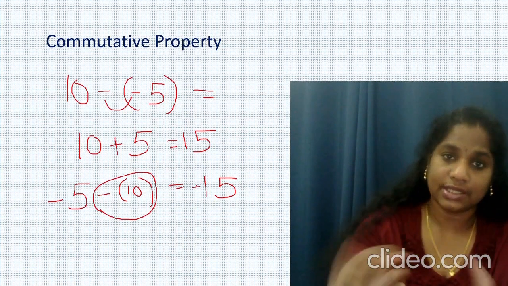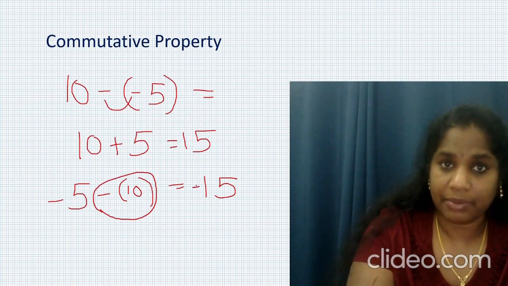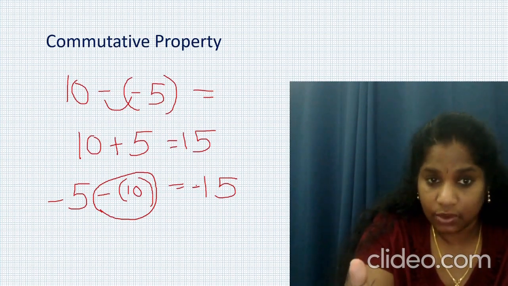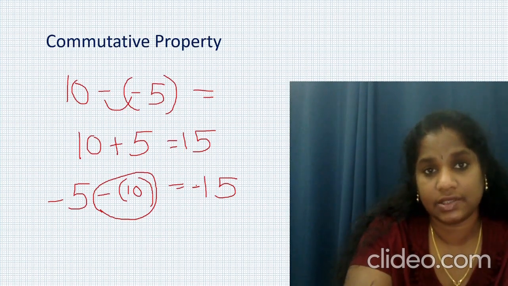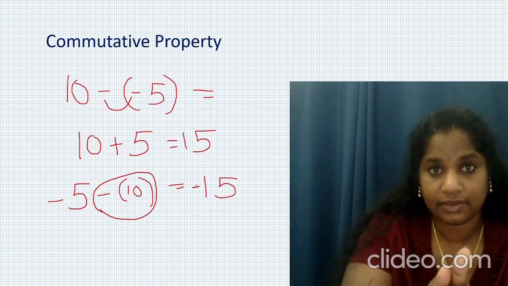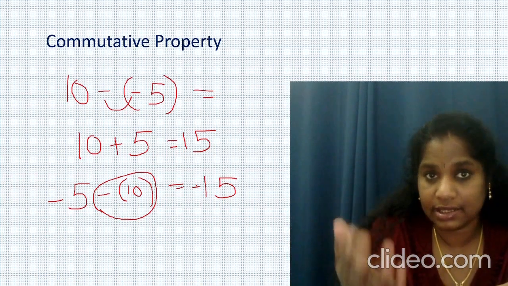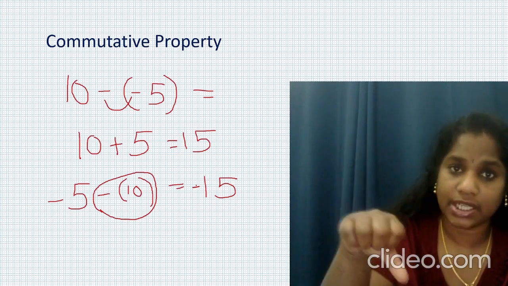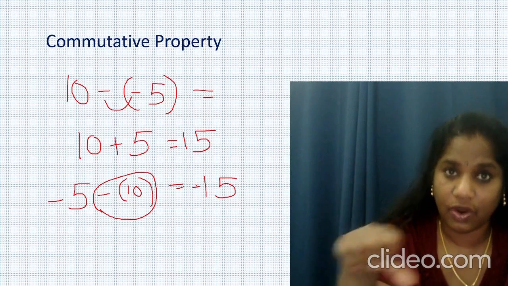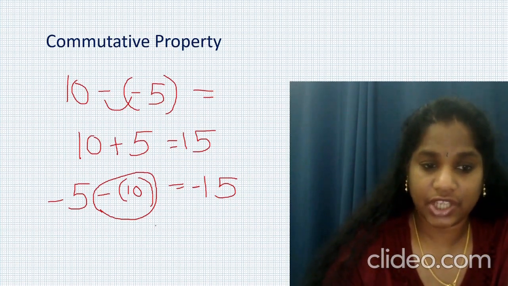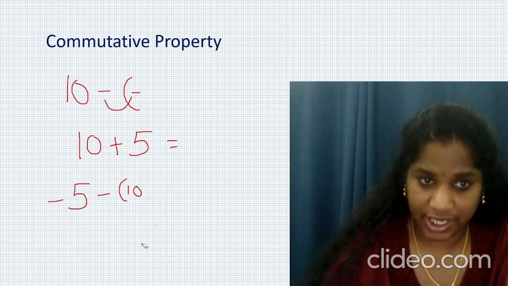So when you interchange the position, what is happening in this case? The results are changing and there is a drastic change. See, you have a positive number and a negative number, and we know there is a huge difference between positive and negative. 15 is way greater compared to negative 15. So we can say the commutative property does not hold good for subtraction. Correct? Perfect. So when you change the position of your numbers during subtraction, the result changes.